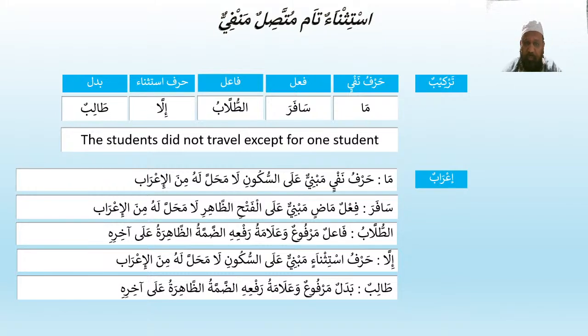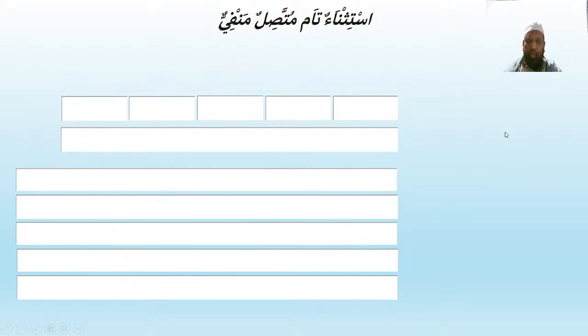Right, okay, let's move on. Let's have another example. To apply either جواز النصب أو الاتباع, اتباع مستثنى منه, the جملة must be منفي, must be منفي. So we start with ما.